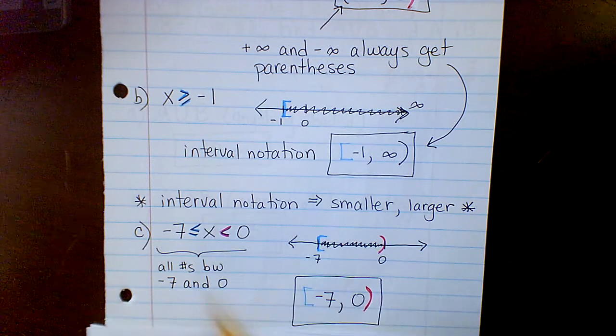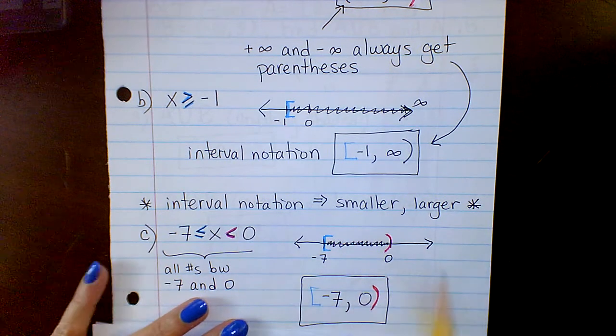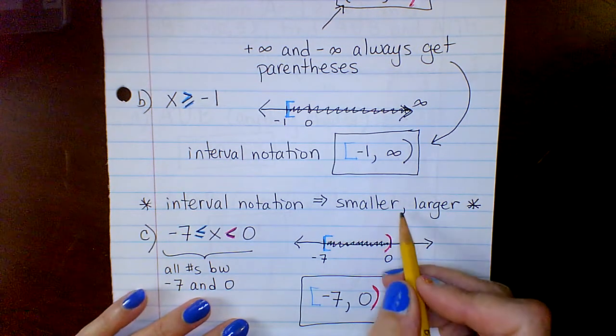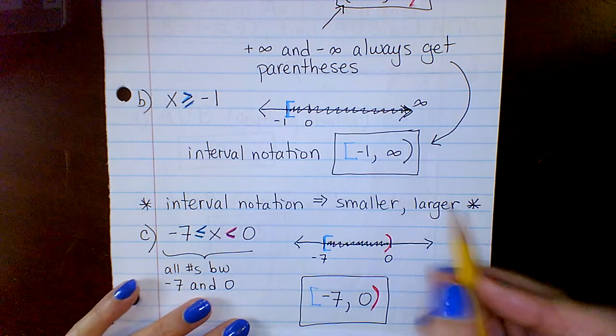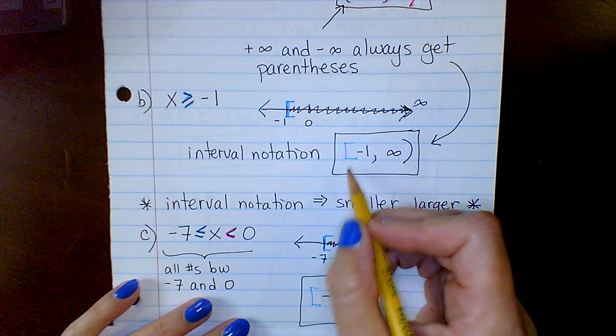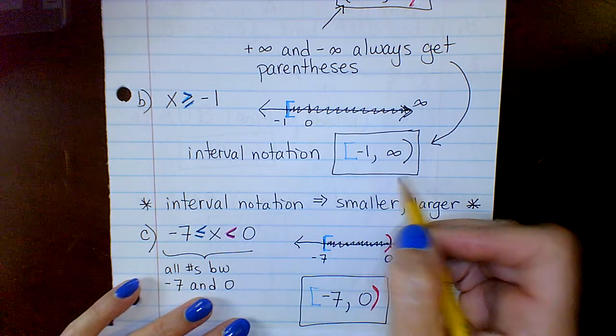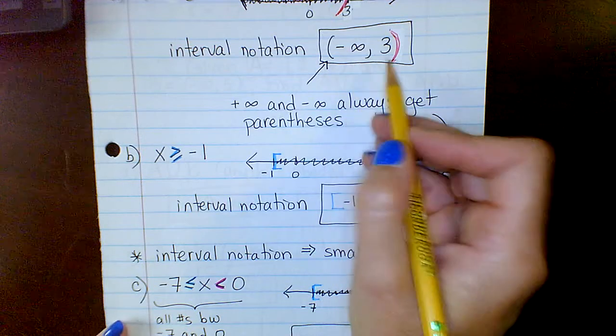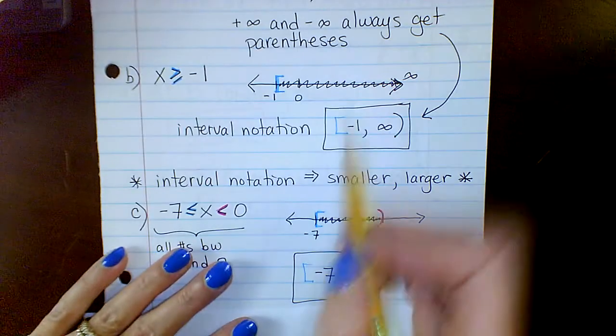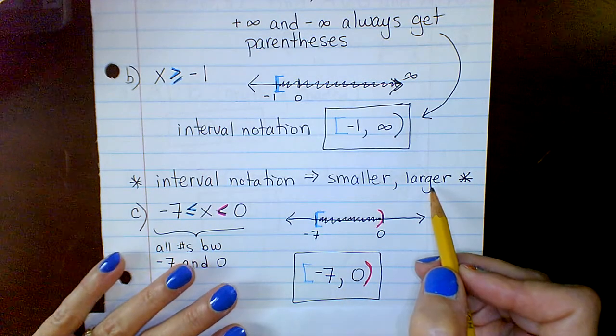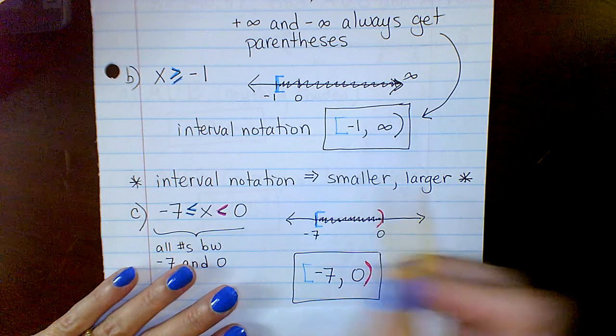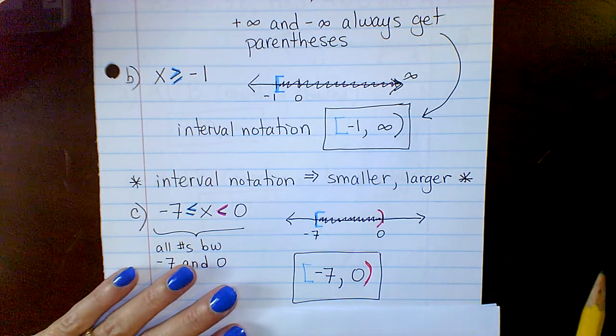All right, so interval notation is always written smaller, comma, larger. You don't want to write it as infinity, comma, -1, or 3, comma, negative infinity. The smaller has to come first and then the larger. So they do go in this kind of numerical order.